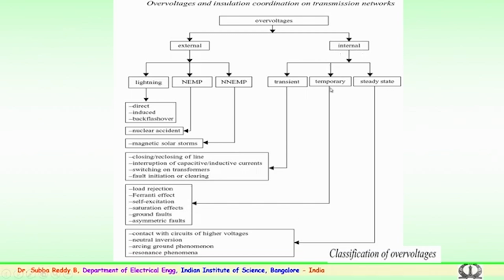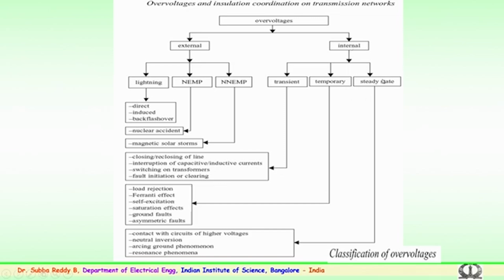And internal again, there are temporary over voltages. These temporary over voltages may occur because of load rejection, because of the Ferranti effect, where the sending end and the receiving end voltages differ. The Ferranti effect also causes temporary over voltages, then self excitation because of the saturation effect, because of ground faults and some asymmetric faults. So, all these are likely to cause temporary over voltages in the system.